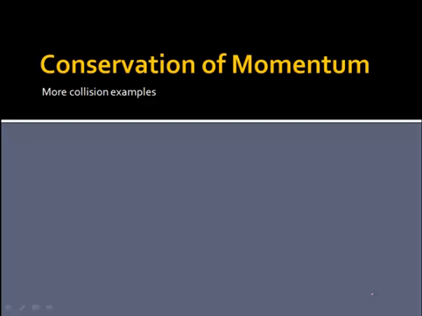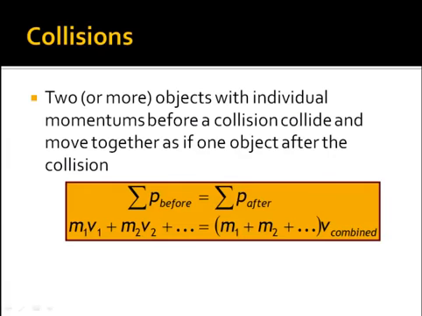Yesterday we did one example of a collision that illustrated the conservation of momentum, and today we're going to look at a few other examples. Today we're going to look at the example of two objects that are separate before the collision, and then together after the collision. The major equation we're going to use is, again, the conservation of momentum, which says the total amount of momentum before has to equal the total amount of momentum afterward.